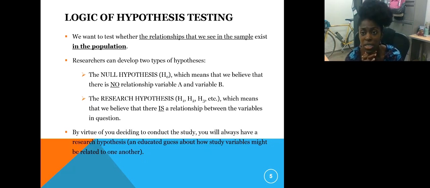So it's not a study of a sample in and of itself. It's a study in order to be able to say something about the population. All right, I rest my case.